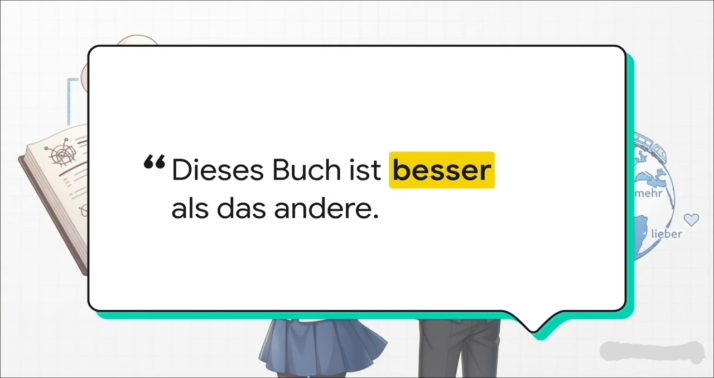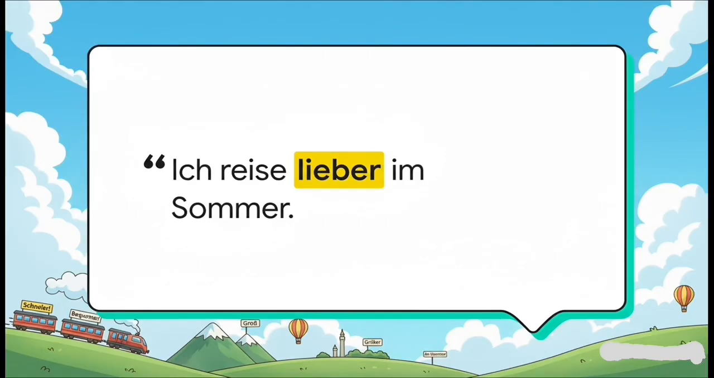And here's besser in a sentence. Dieses Buch ist besser als das andere. This book is better than the other one. A perfect everyday example. And here's one with lieber. Ich reise lieber im Sommer. This means I prefer to travel in the summer. It's how you compare activities you enjoy. You'd never say ich reise gerne. No way. You say ich reise lieber.